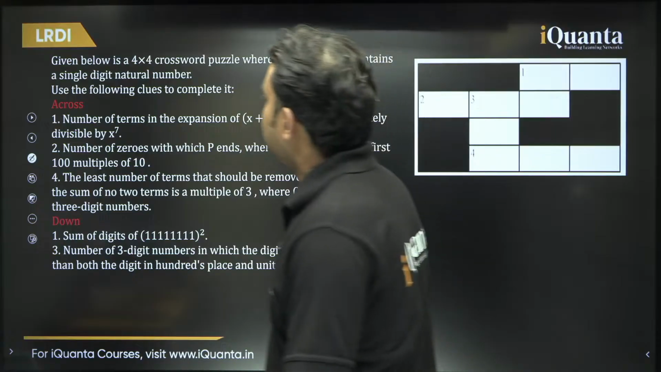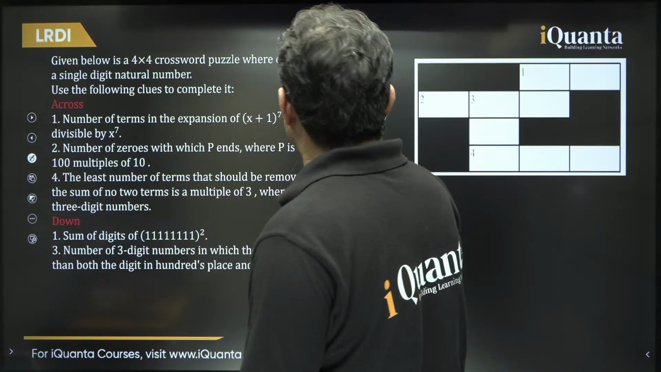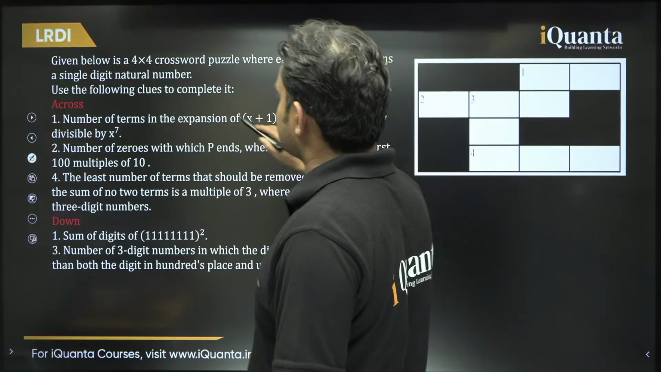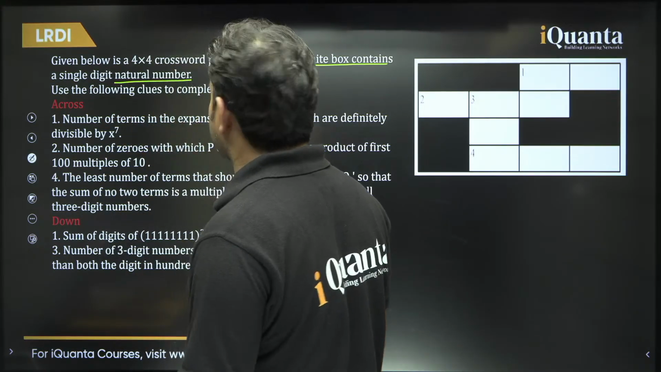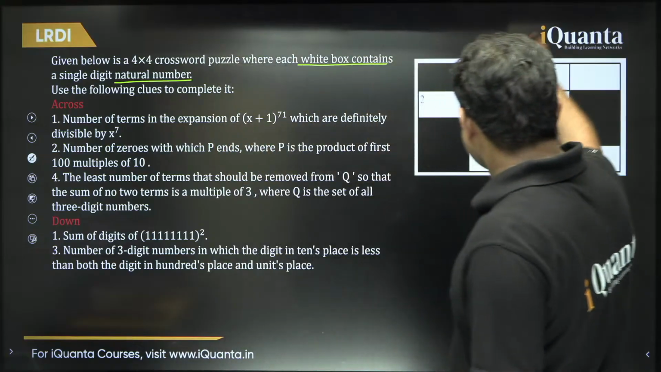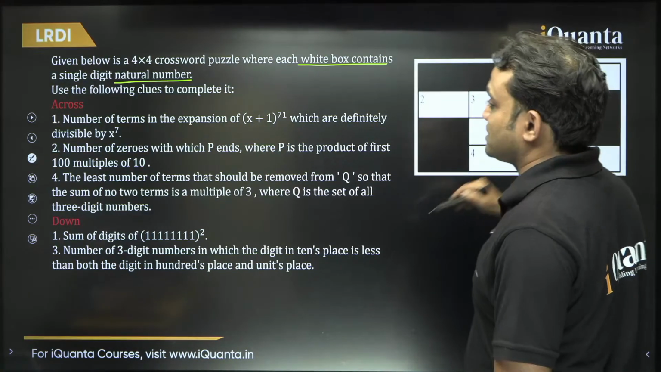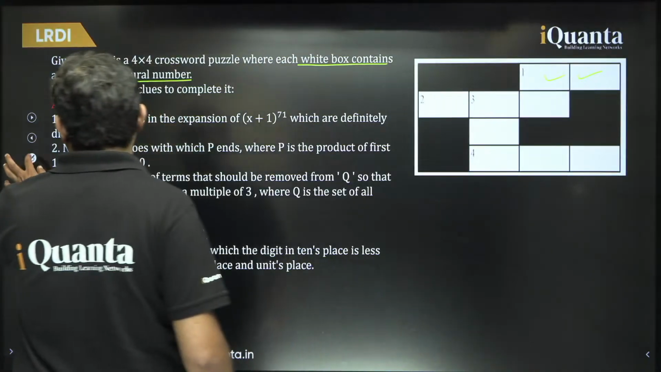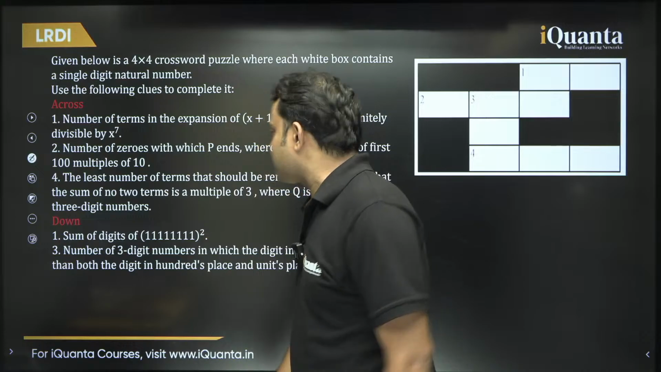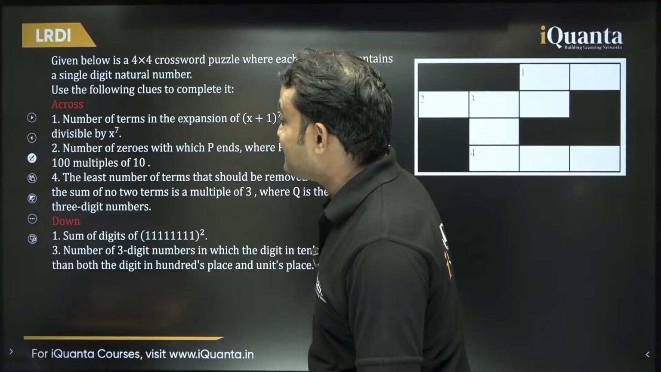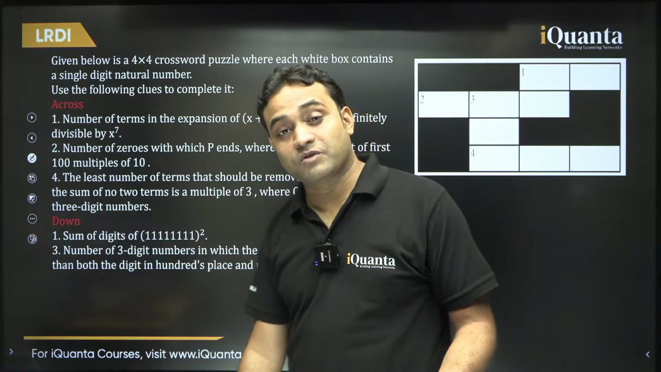Let's try this. It says given below is a 4 into 4 crossword puzzle where each white box contains a single digit natural number. Use the following clues to complete it. Across means using these two. Across 1: the number of terms in the expansion of (x+1)^71 which are definitely divisible by x^7. Can you tell me what will be the total number of terms?